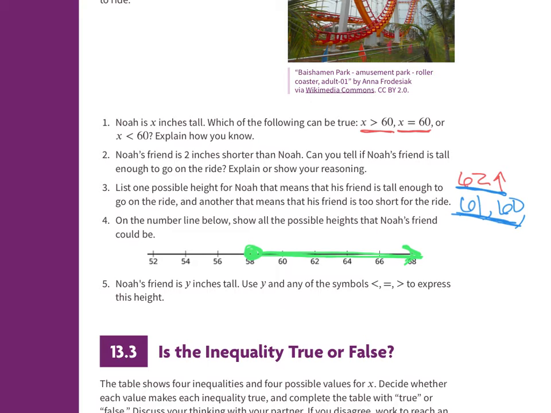Noah's friend is y inches tall. He used y and any other symbols to express his height. So y is equal to 58, or y is, nope, just kidding. y is greater than 58. Okay?